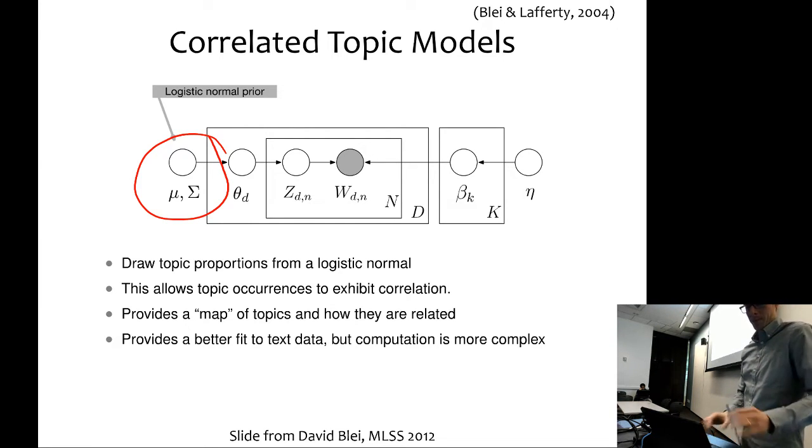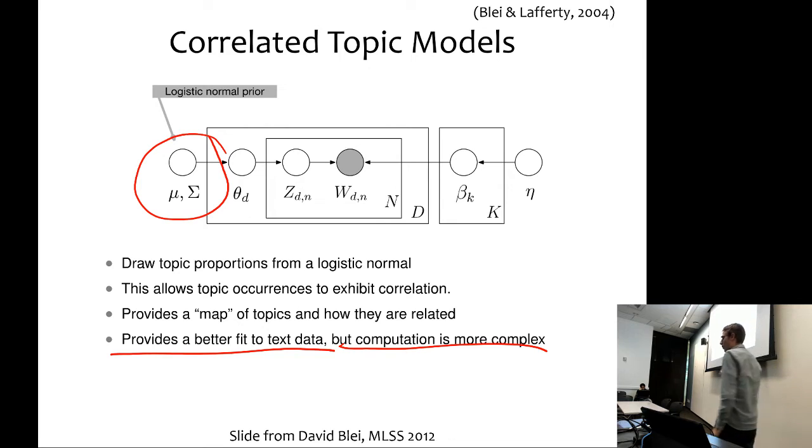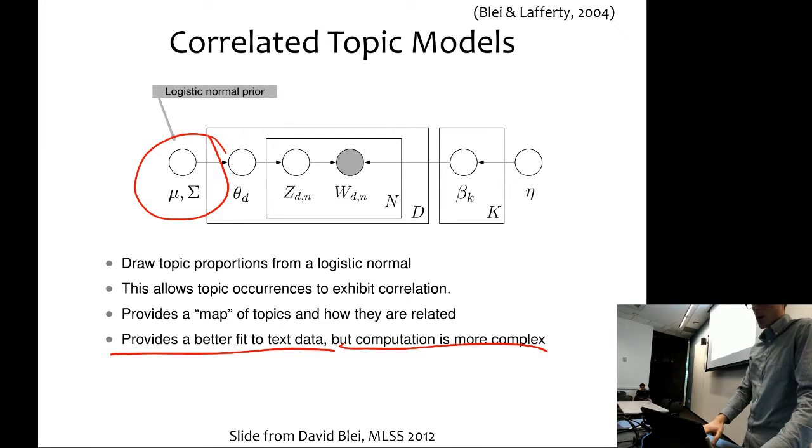Okay, so this does provide a better fit to text data, but the whole reason that we were using the Dirichlet prior in the first place was because of Dirichlet multinomial conjugacy. And so once you switch to this logistic normal prior, now you have to do something a little fancier in terms of inference to actually work with this model.